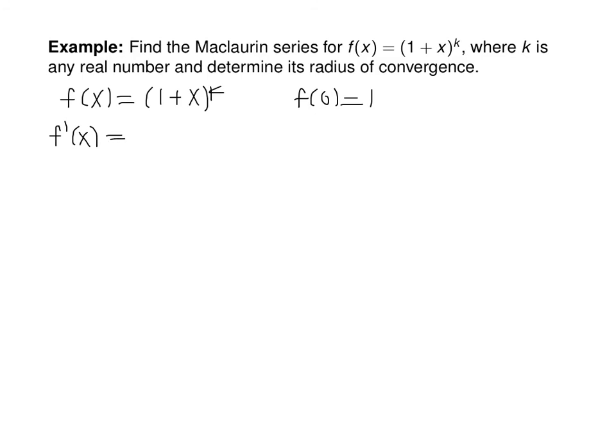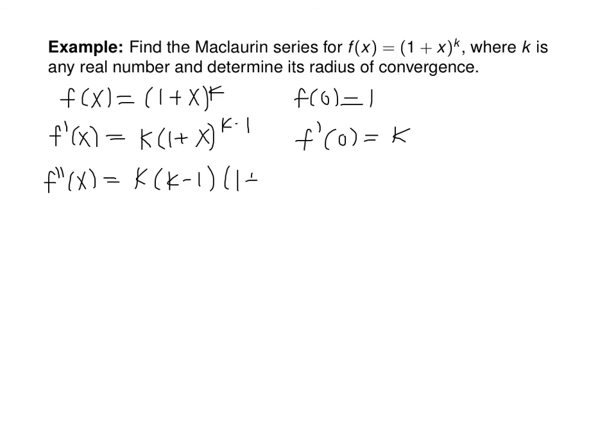The first derivative is given by k times (1 plus x) to the k minus first power. So the first derivative at 0 is k. The second derivative will be k times (k minus 1) times (1 plus x) to the k minus second. And the second derivative at 0 is k times (k minus 1).